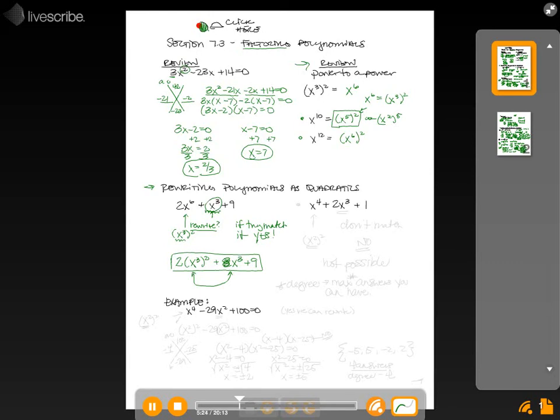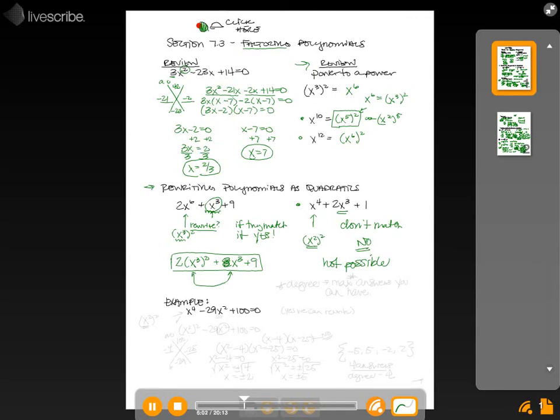So we got another example here. x to the fourth plus 2x cubed plus 1. I'm going to check that first term, x to the fourth. You can rewrite it as x squared squared, but that squared doesn't match the cube in the middle. They don't match, so the answer is no. They don't rewrite, and it stays the way it was. Okay? It's not possible to rewrite this one. If it's not possible to rewrite like that, then it's going to be not possible to factor.